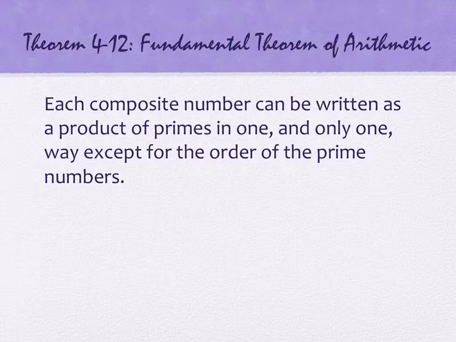It says the following. Each composite number can be written as a product of primes. Okay, that's cool. I can break it down into primes. But the important part is that it's in one and only one way, except for the ordering. For example, 15. 15 is 5 times 3 and 3 times 5. We wouldn't call that different. Just moving the numbers around is not considered different.